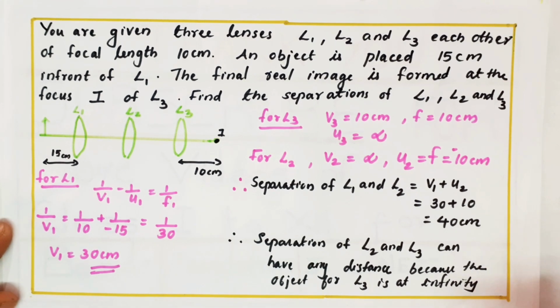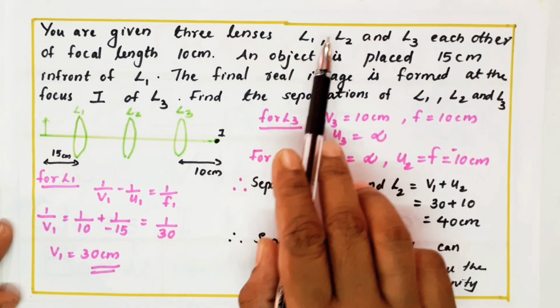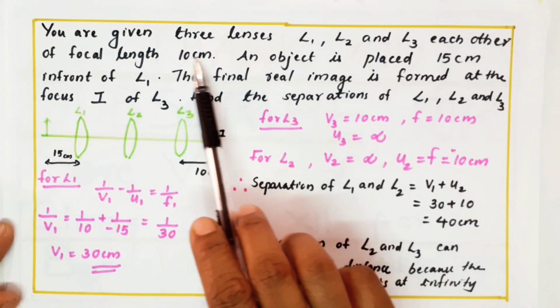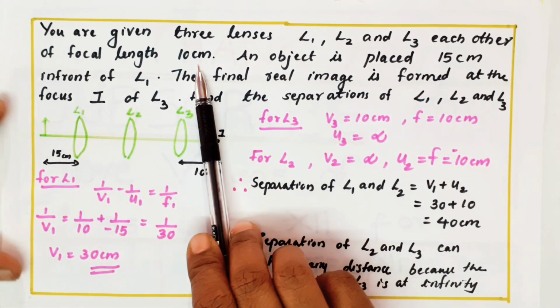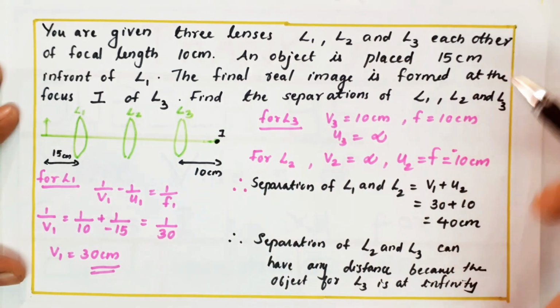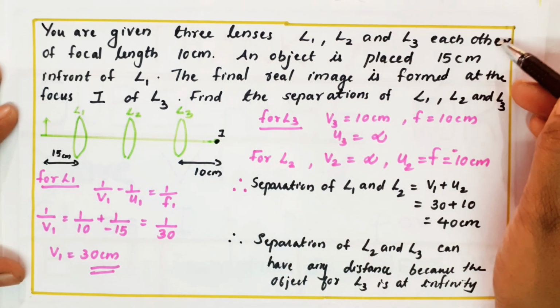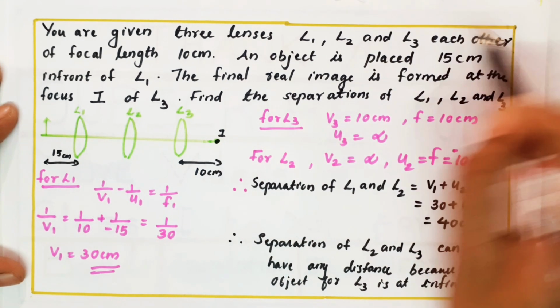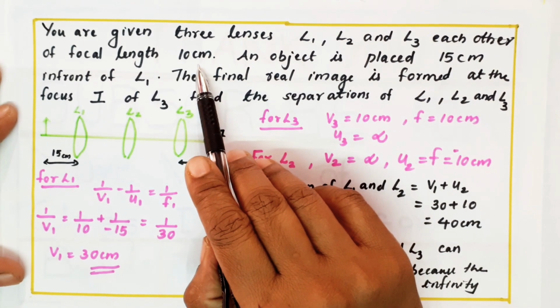Next, this is a very interesting question. You are given three lenses L1, L2, L3, each of focal length 10 centimeter.